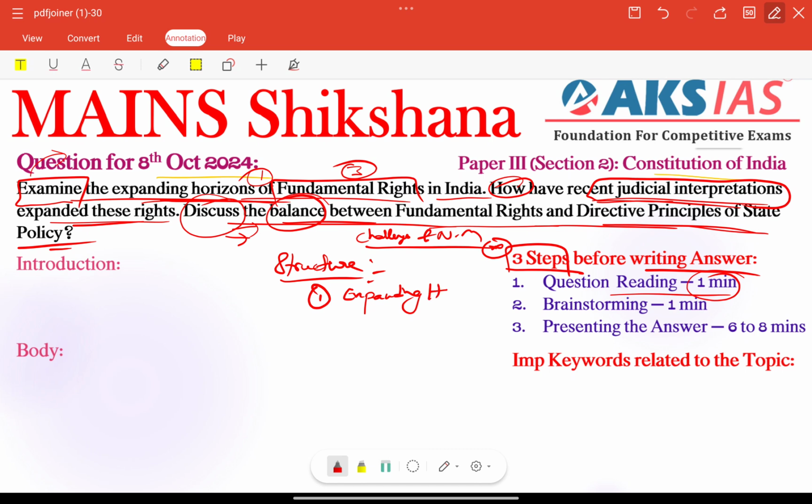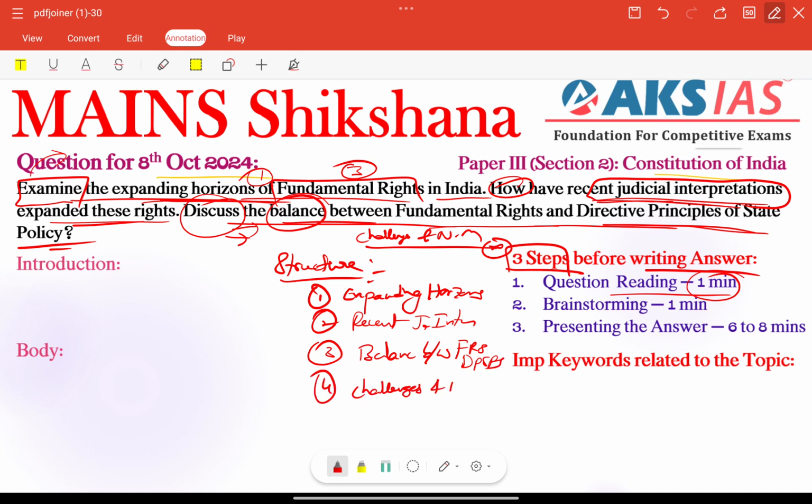write the expanding horizons of fundamental rights. Second one is recent judicial interpretations. Third one is the balance between FRs and DPSPs. Fourth one is we need to connect challenges and needed measures, either separately or in the conclusion itself. That is the main case here. This is the perfect structure according to the question.